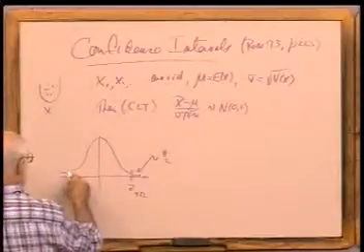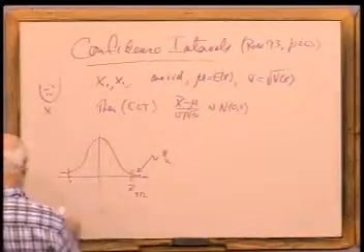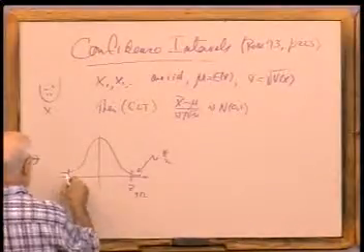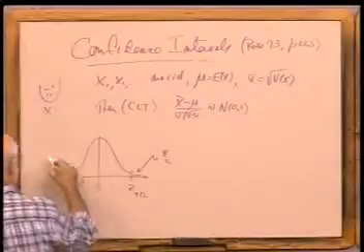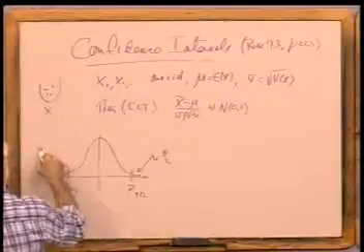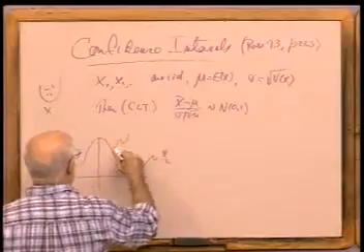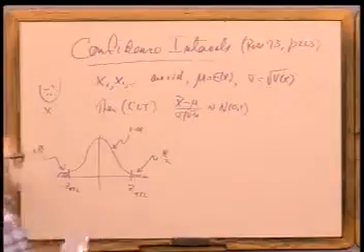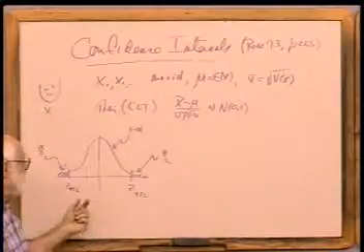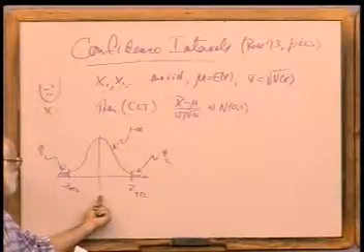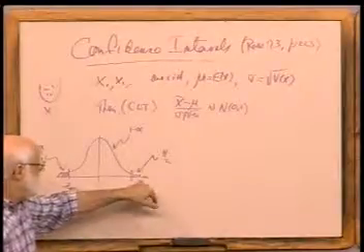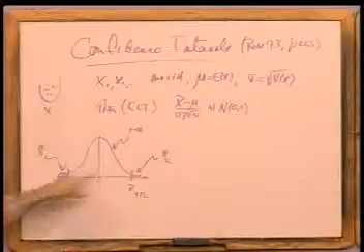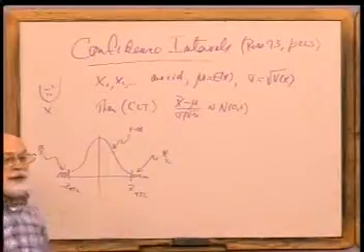And by symmetry, minus z sub alpha over 2 cuts off an area to the left that's equal to alpha over 2. So that means that the area in between is equal to 1 minus alpha. Because remember, the total area has to be 1, so if I cut off alpha over 2 here and alpha over 2 here, I've cut off altogether alpha, so what remains between those is 1 minus alpha.